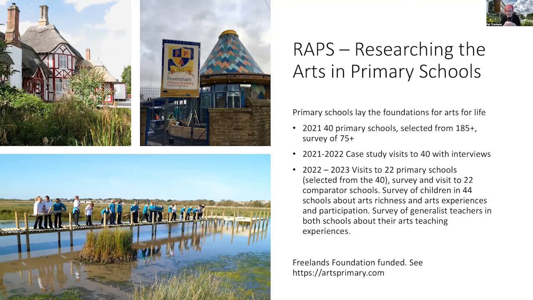What we've just started on are further visits to 22, so we've reduced the size again of those 40. We're now following up with 22 of those schools, but we've also got 22 comparator schools in the same family of schools. We've started surveying the children in those 44 schools about their experiences of arts participation, what it's like being in an arts-rich or an arts-poor school. We're also going to survey the generalist, as opposed to the specialist, teachers in both sets of schools about their arts teaching experiences.